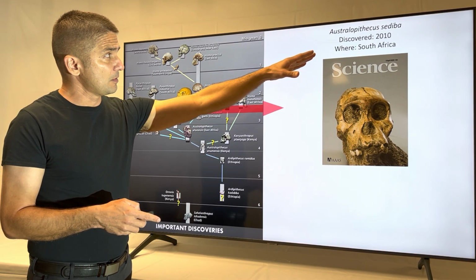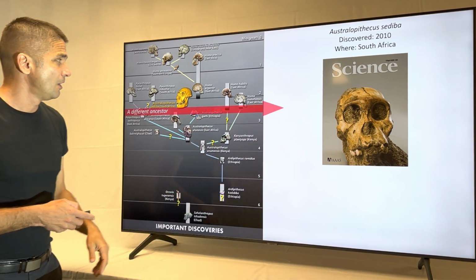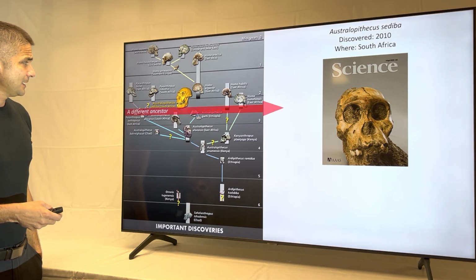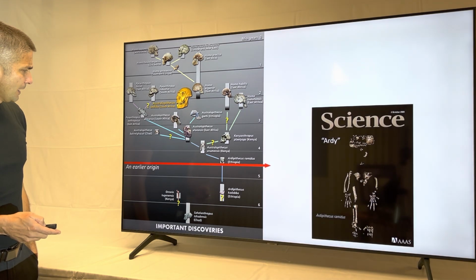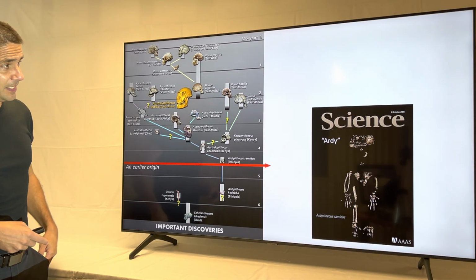It was found in South Africa. It made it to Science, and not only in Science, but it got the cover of Science. And again, the significance of this one finding here is the fact that it led to a completely different ancestor. Perhaps another cool discovery is this one guy here called Ardi.